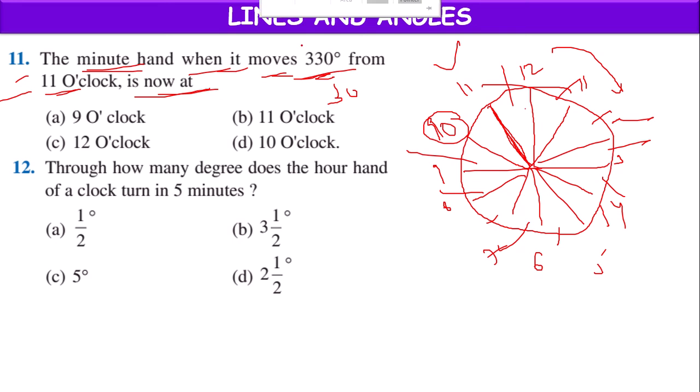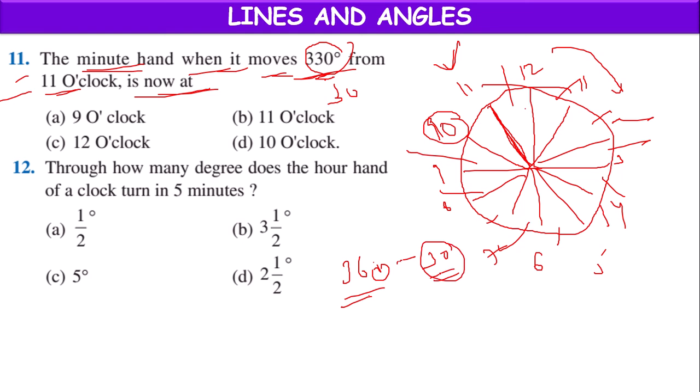Or simply we can tell 330 means 360 minus 30. Means if it has moved 360 degrees, it will be at 11 again. Means one rotation, one part back of 11. 360 minus 30 means one part back of 11, which is equal to 10 o'clock.